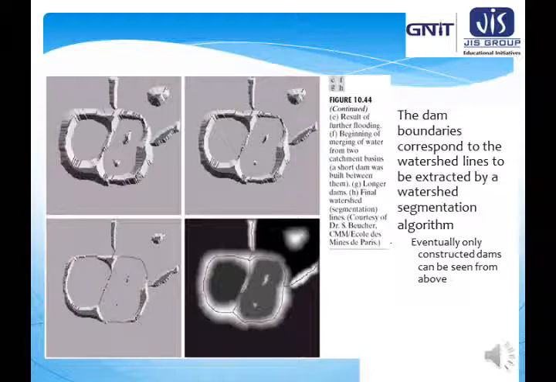Here we can see four images. The first shows the result of further flooding. The next one is the beginning of merging of water from two catchment basins. A short dam was built between them, and the third image shows the longer dams, and the fourth image is the final watershed or segmentation lines. So this is an example by which we can see how segmentation can be done using the watershed algorithm.